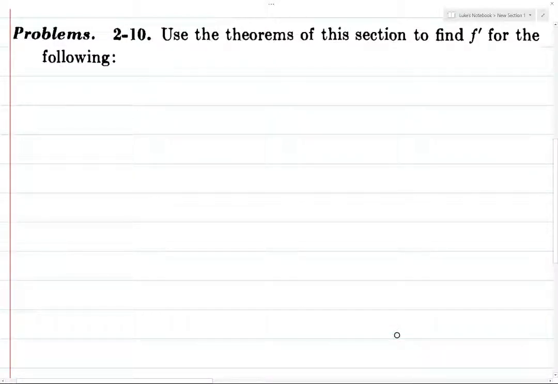Alright, so we have this problem where we have to find f prime. This is one of those problems where you're like, oh, I was only assigned one problem, and then you look at it and it's parts A through J, and you're just like, ugh. But this isn't too bad.